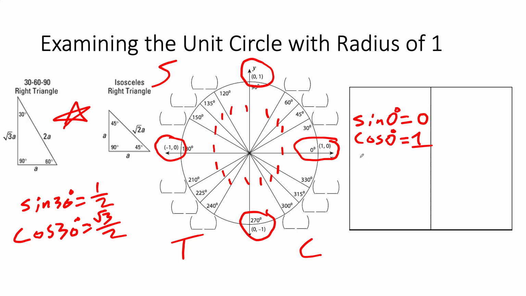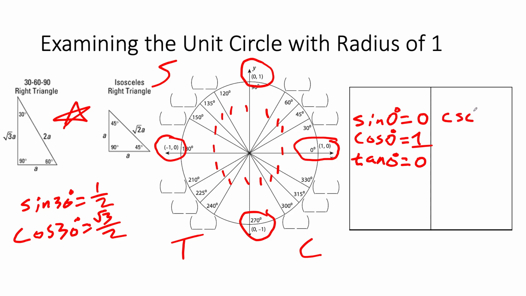You can do tangent with this stuff as well. The tangent of 0 degrees. And we must remember the tangent is always the y over x. If you remember that it's always going to be the sine over the cosine, that's a great way to do it. So you get 0.